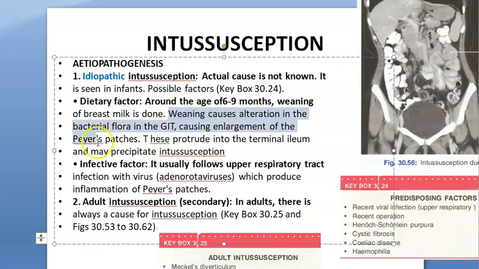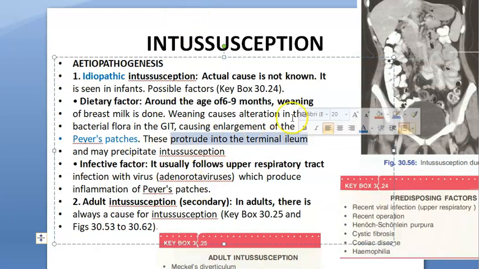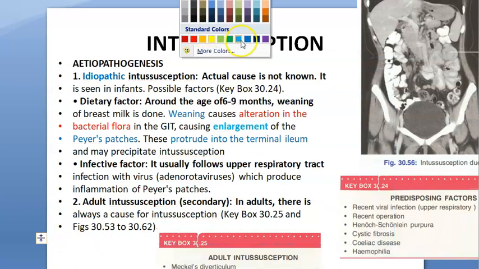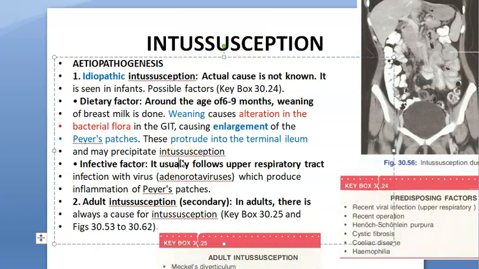Now, what will happen is weaning alters the bacterial flora, and it will cause the enlargement of the Peyer's patches. This is something to do with the intestine and the lymphatics there. So these Peyer's patches will protrude into the terminal ileum and may produce intussusception. So it's all about the Peyer's patches have to be blamed. They protrude into the terminal ileum. So basically, weaning is the alteration of bacterial flora. Alteration of the bacterial flora is causing an enlargement. Enlargement is another word that's important here. Enlargement of what? Of the Peyer's patches. They protrude into the terminal ileum.